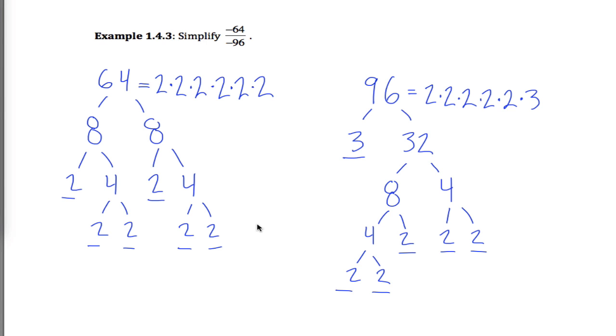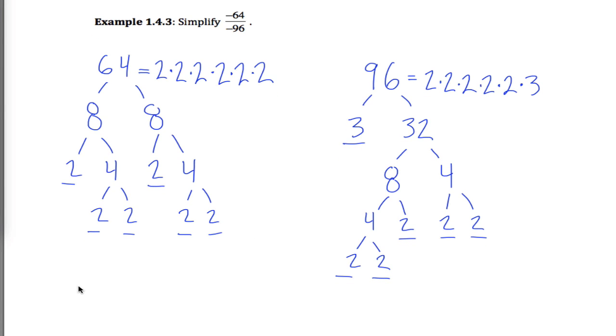And now that we have all this information, we can simplify negative 64 divided by negative 96 by recognizing that's just the negative of the prime factorization of 64, which we found above, divided by the negative of the prime factorization of 96.